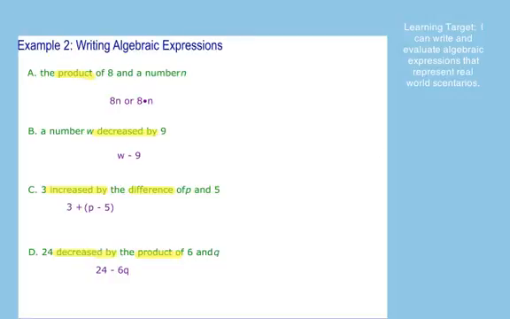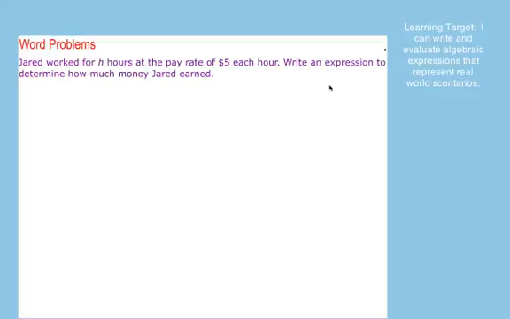Let's take a look at one word problem here, just to kind of give you an idea here. For this, you got to kind of work your way through the paragraph. Okay, there is one key word here, very, very important. It says Jared worked for H hours at a pay rate of $5 each hour. Well, it's telling you right away that the variable is H, and it's supposed to represent the number of hours you work. It says if we're going to determine how much money Jared earned, we have to first know how many hours he worked, right?